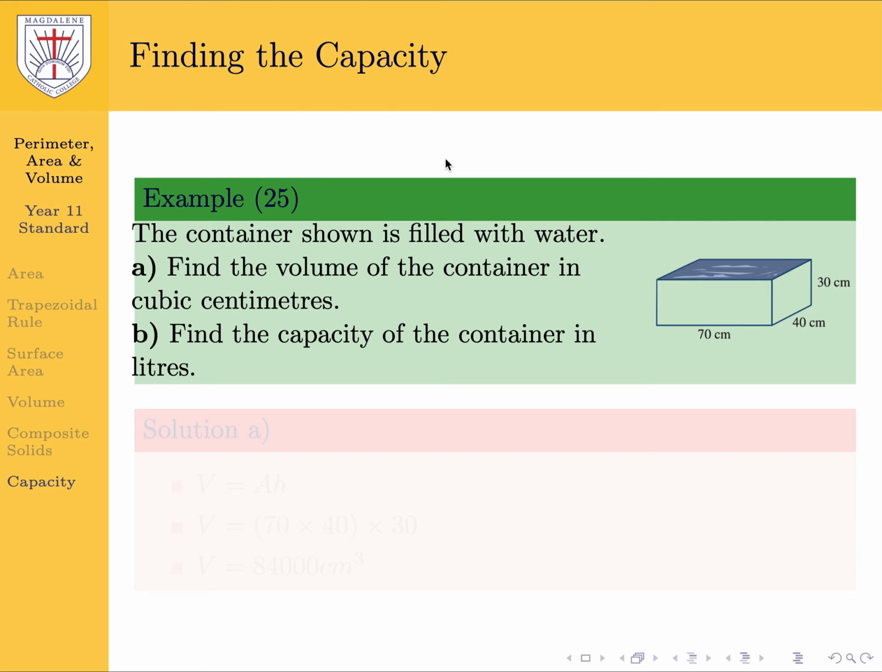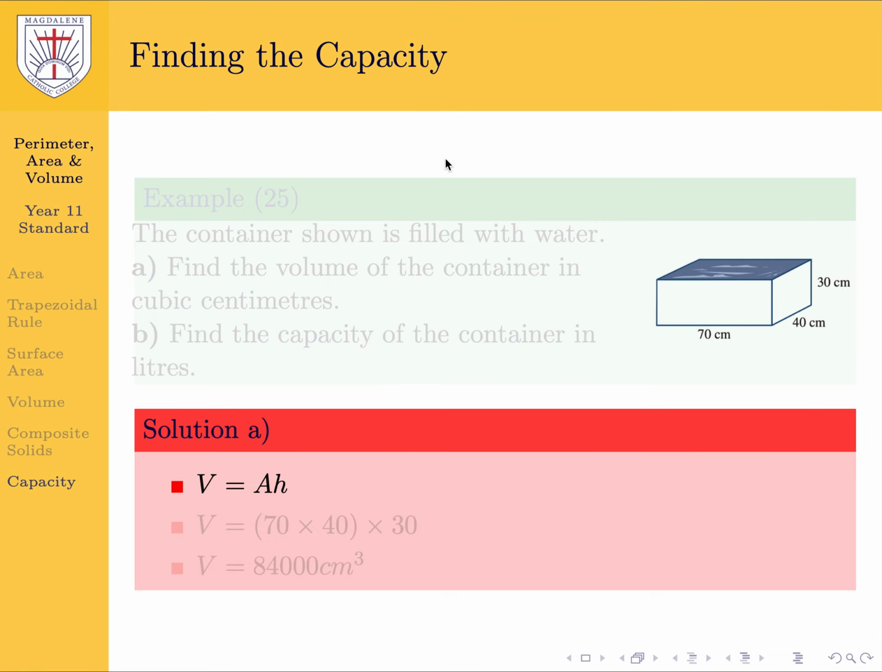So to start off with an example, we find this container and it's filled with water, and we want to find the volume of the container in cubic centimeters, and then find the capacity of the container in liters. So you can see where you need to know the stuff from earlier in the topic in order for this to actually make sense.